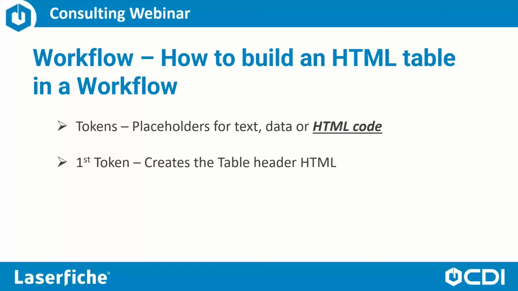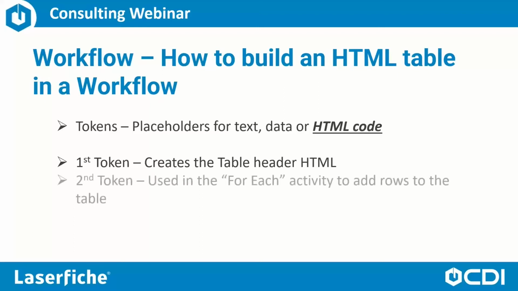Now we will create a token first. So there's this first token event where we create a token, and that's going to have the table's header information or the header HTML that we build out. And then we will allow this token to have additional rows added to it beneath the header row filled with data, so to speak. So we can create basically kind of a mini table or a mini database or a spreadsheet, if you will, with some columns and some rows using tokens and Laserfiche workflow.